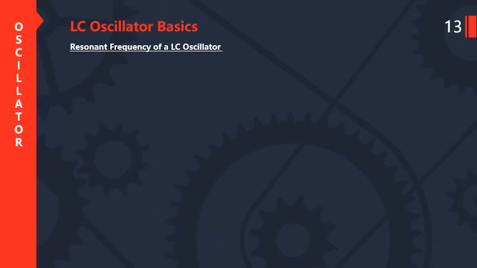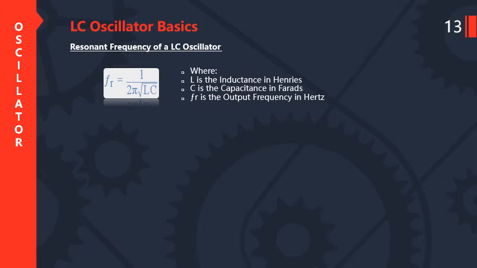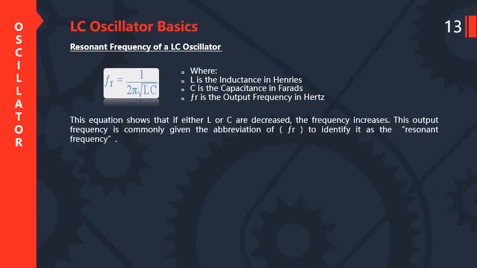resonance frequency of LC oscillator Fr is equal to 1 upon 2 pi under root of LC, where L is the inductance in Henry, C is the capacitance in farads, and Fr is the output frequency in hertz. This equation shows that if either L or C decreases, the frequency increases. This output frequency is commonly given the abbreviation of Fr to identify it as the resonance frequency. Small r means resonance and F means frequency.